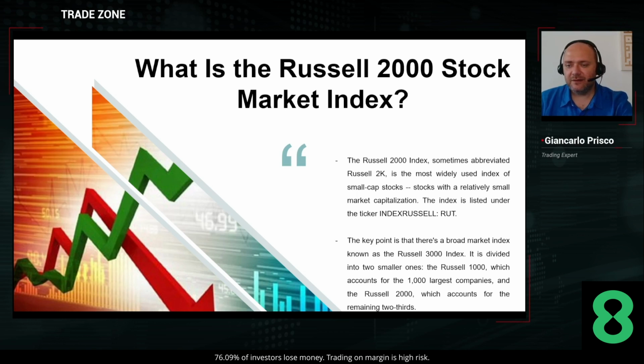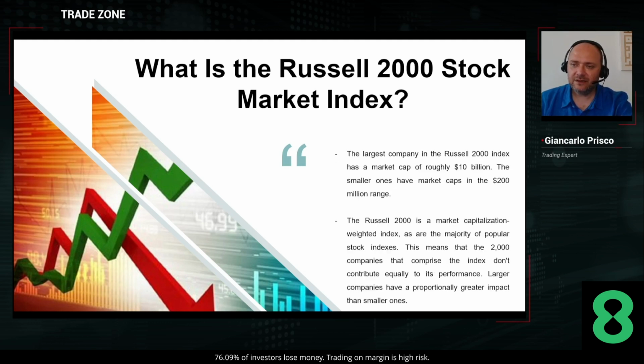This index is part of another index called the Russell 3000. It's divided in two smaller ones: the Russell 1000, that of course includes the 1000 largest companies, and the Russell 2000, that includes the remaining. Normally, the most famous of these three is probably the Russell 2000. The market cap is around 10 billion. The smaller ones have market caps in the $200 million range, so you can understand you're speaking about a very important, interesting part of the USA economy.